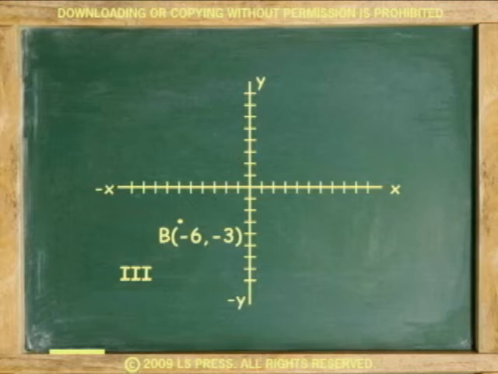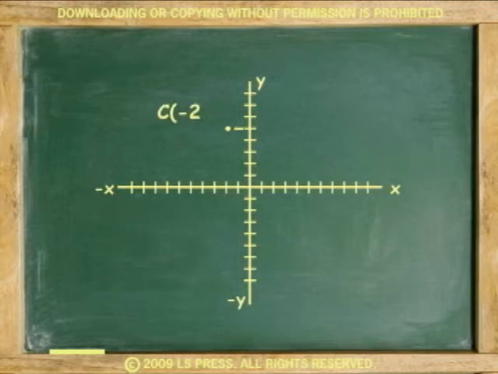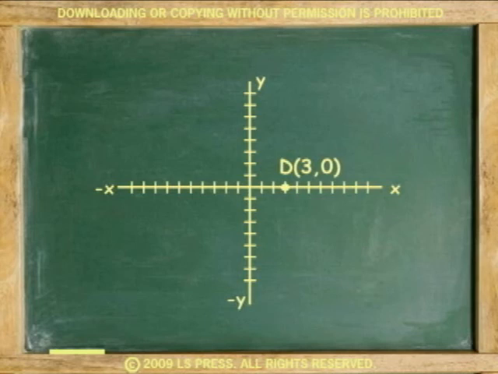3rd quadrant, (-6, -3). Point C is -2 units away from the origin along the x-axis and 5 units away along the y-axis, (-2, 5), and it is in the 2nd quadrant. Point D is on the x-axis 3 units away from the origin with no value for y and no specific quadrant, (3, 0).